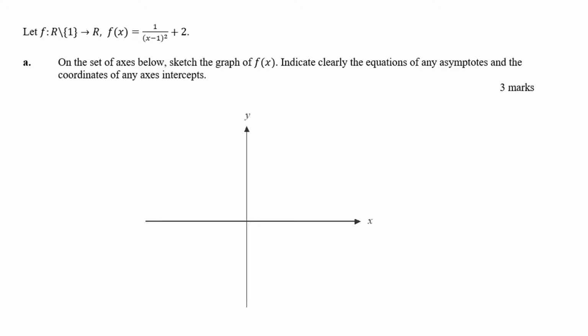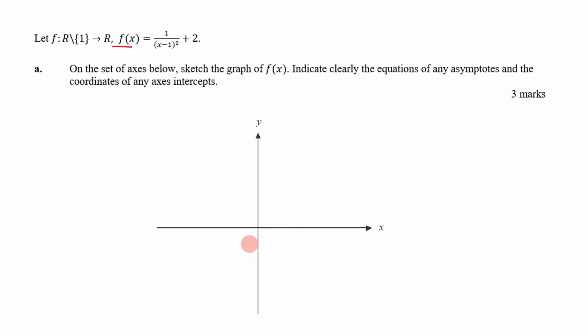Welcome. So we're going to answer this question before us. We've been given this function f of x, and as you can see, we can immediately identify it as being a truncus. That's what we're going to sketch before us, a truncus. It says on the set of axes below, sketch the graph of y is equal to f of x. Indicate clearly the equations of any asymptotes and the coordinates of any axis intercepts.